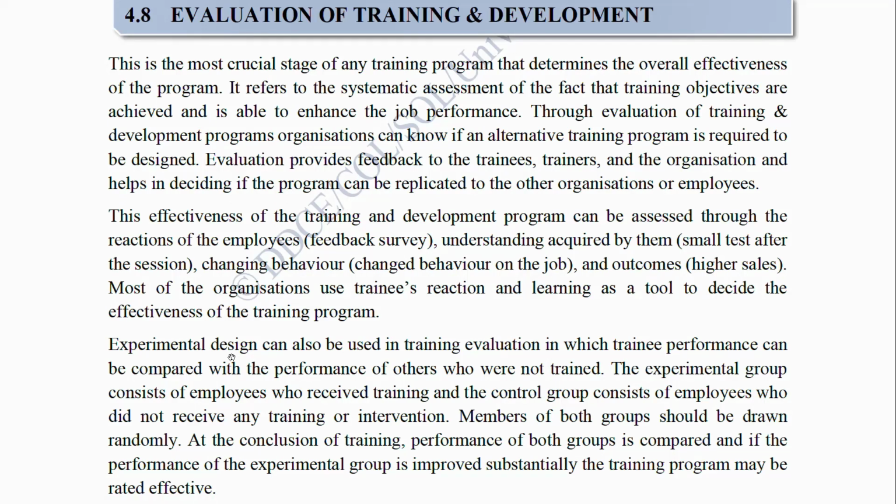Experimental design can be used in training evaluation, in which trainee performance can be compared with the performance of others who were not trained. The experimental group consists of employees who received training, and the control group consists of employees who did not receive any training or intervention. Members of both groups should be drawn randomly. At the conclusion of training, performance of both groups is compared, and if performance of the experimental group is improved substantially, the training program may be rated effective.